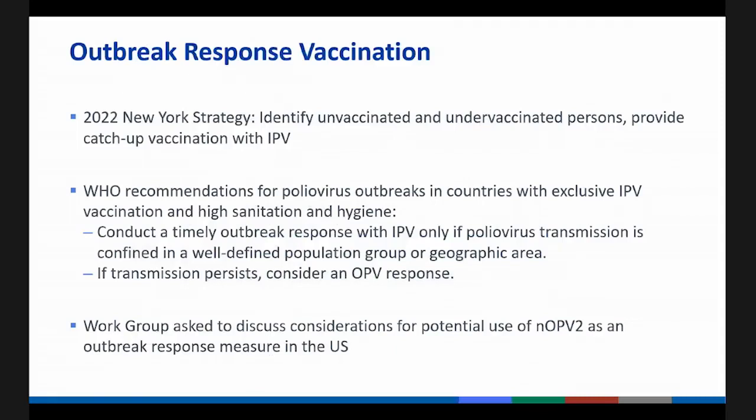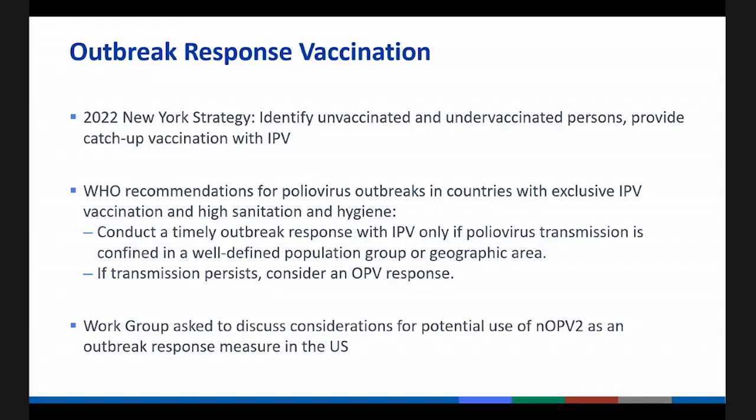The primary vaccination response to the 2022 outbreak was focused on identifying unvaccinated and undervaccinated persons and providing catch-up vaccination with IPV. However, in the fall of 2022, when there were still wastewater detections of poliovirus, it was unclear whether this strategy was going to be sufficient to interrupt circulation.